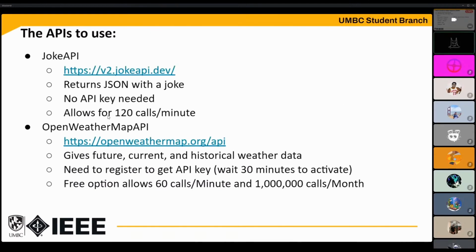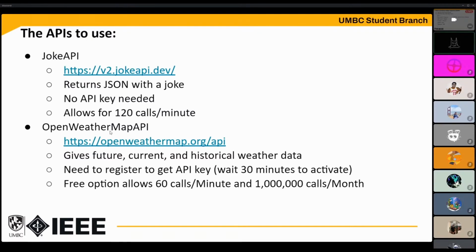So back to the project. In terms of what we want to do with the Wi-Fi, we want to get a joke. This right here is the joke API. It returns a JSON object, and JSON is what we want. It doesn't have any key, and it allows for 120 calls per minute. And since it has no key, it doesn't have a limit, like a monthly limit or yearly limit on how many calls you can make. It's just a simple API that's going to let you grab a joke.